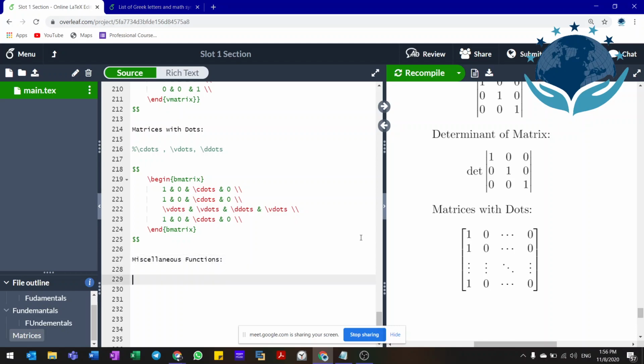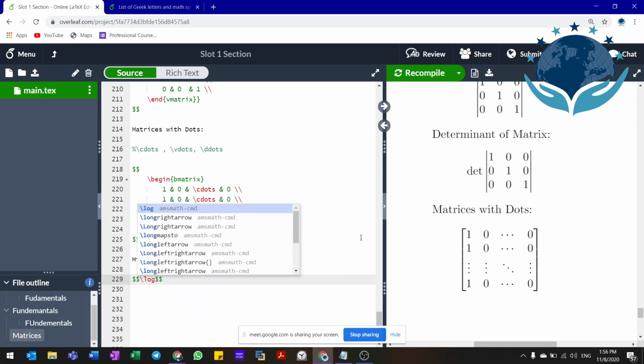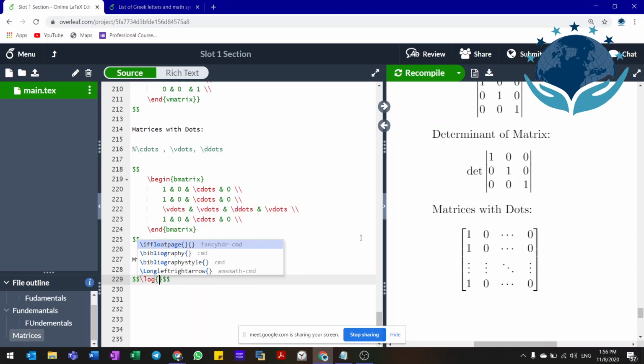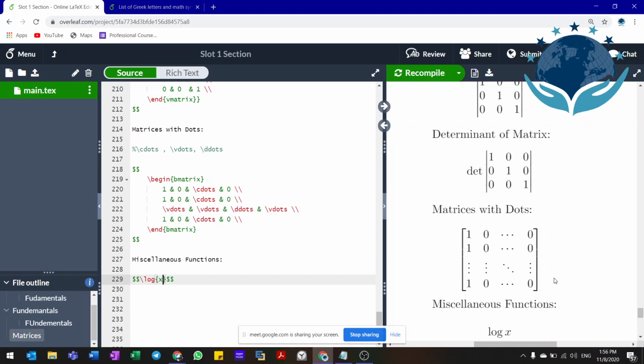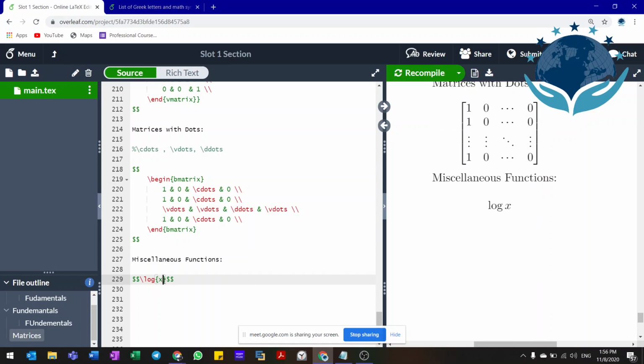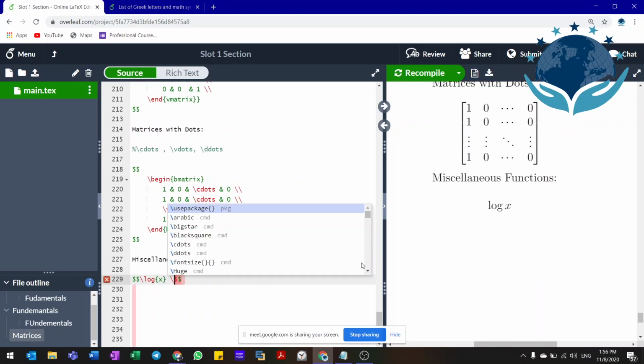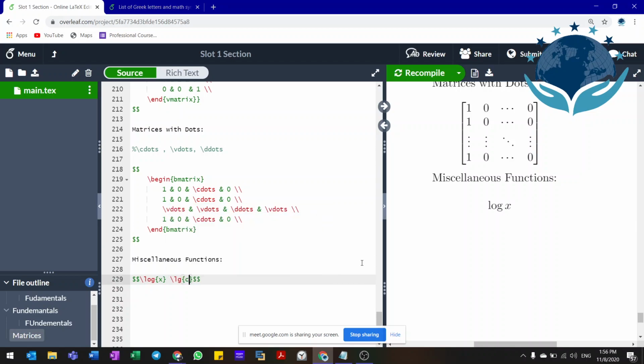So now for that we are going to use the double dollar again. If we want to use the normal log x, we can use log of x. I don't think it is available in this package, so here you can see lg of x.